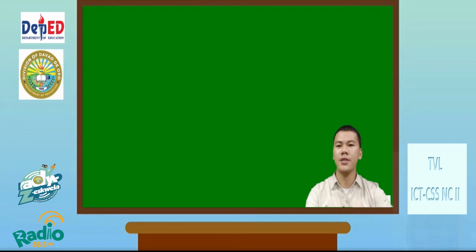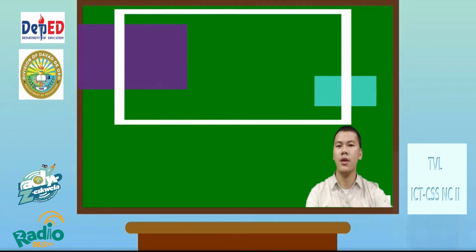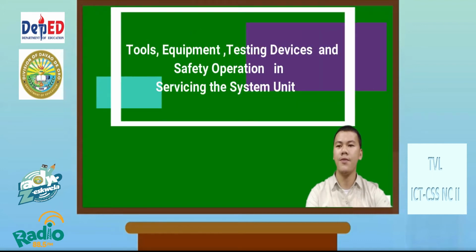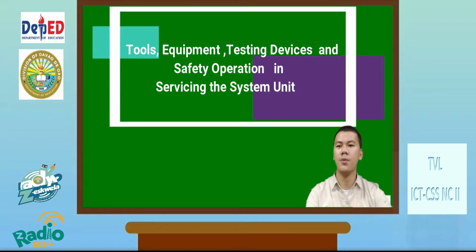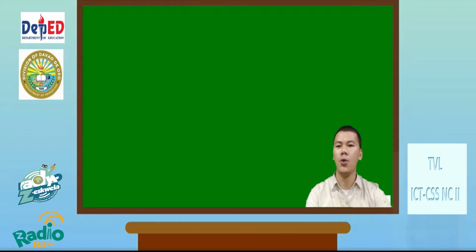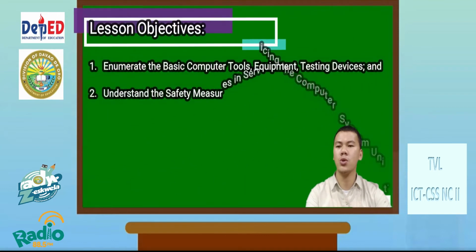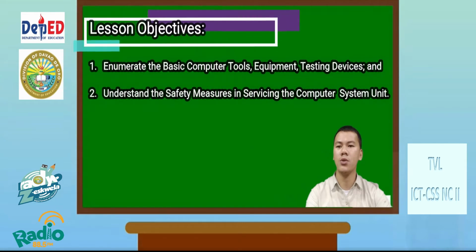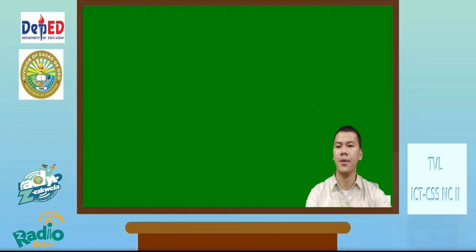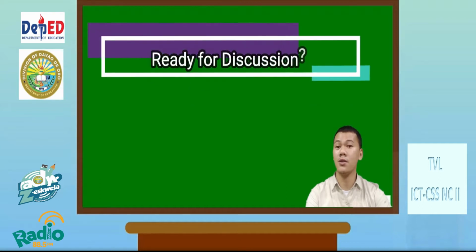Now, we will discuss with you the tools, equipment, testing devices, and safety operation in servicing the computer system unit. We hope that at the end of this session, you will be able to enumerate the basic tools, equipment, and testing devices, and to understand the basic safety measures in servicing the computer system unit. Are you ready for the discussion of our new topic?